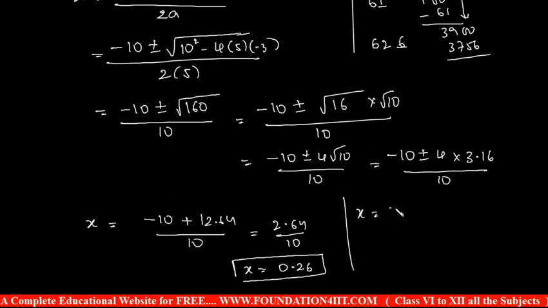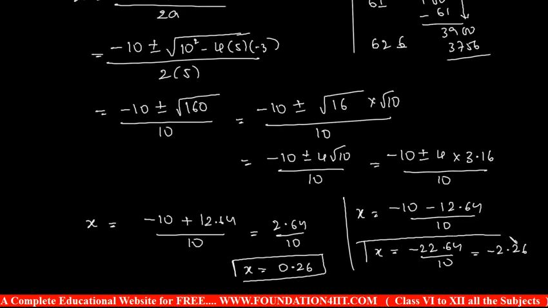Or x is equal to minus 10 minus 12.64 divided by 10. This is minus 22.64 by 10, which is equal to minus 2.264. So this is the other value of x. Like this we can find out.